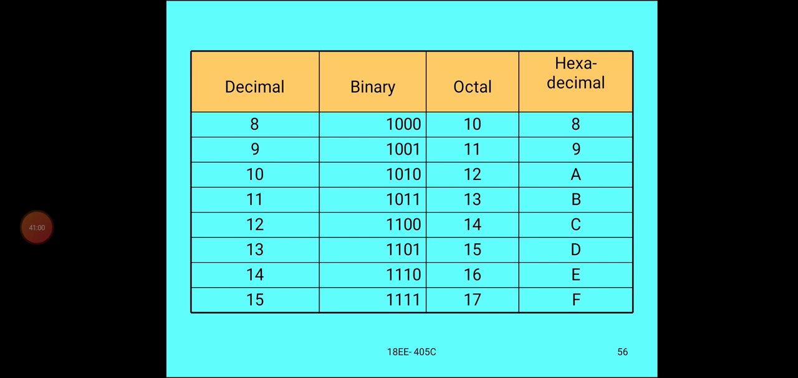11 is 1011, octal is 13, hexadecimal is alphabet B. 12 is 1100, octal 14, hexadecimal is C. 13 is 1101, octal 15, D. 14 is 1110, octal 16, and hexadecimal is E. For 15, binary is four ones, octal is 17, hexadecimal is F.